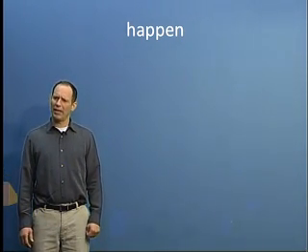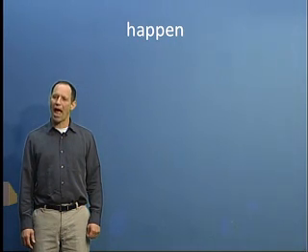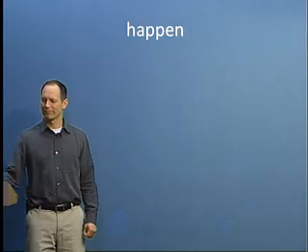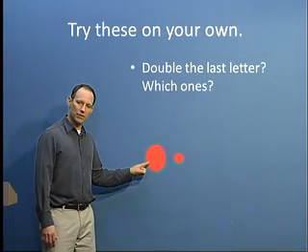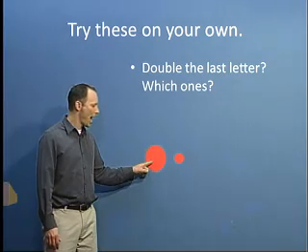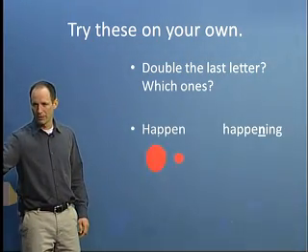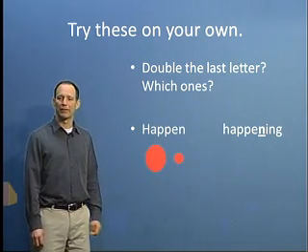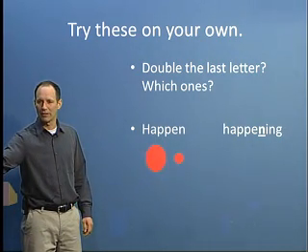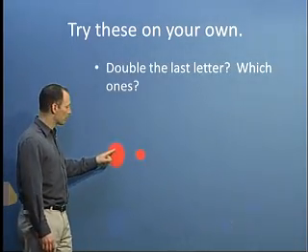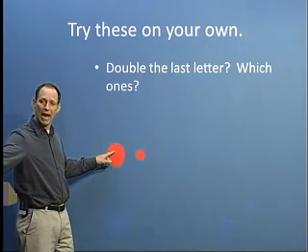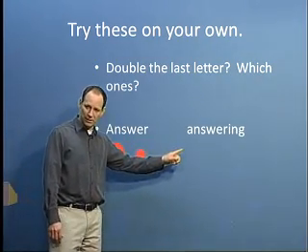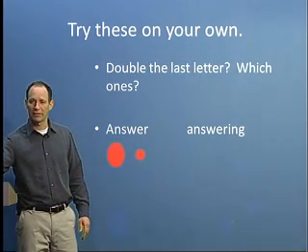Happen. Which one sounds better? This one, the stress is on the first syllable. So we will not double that last letter when we add ing. Answer. Once again, we have the stress on the first syllable. So for this verb, we will not double the last letter.